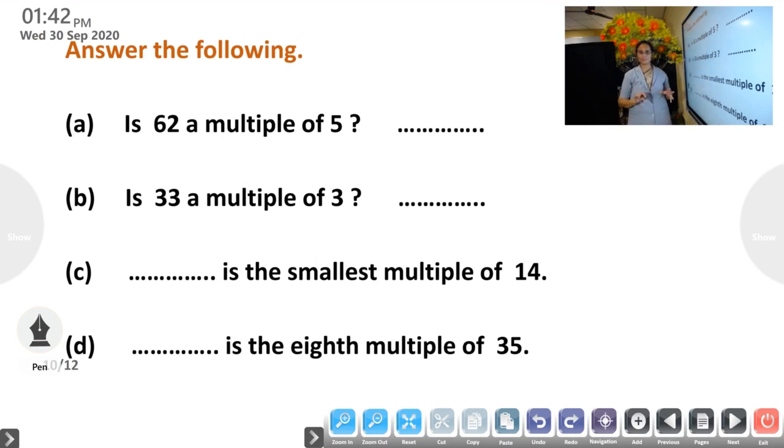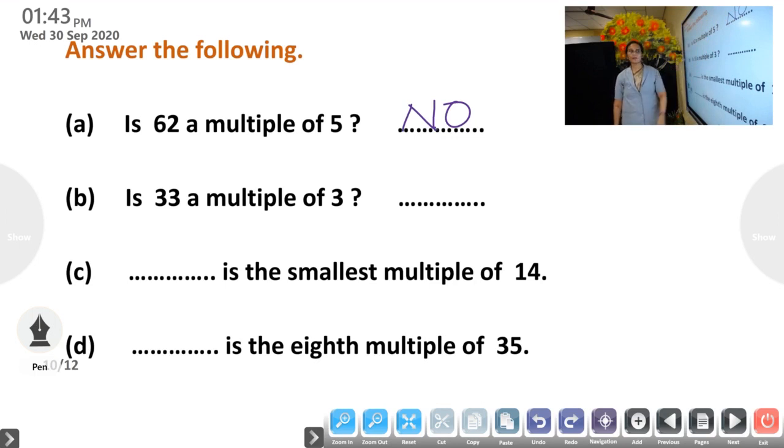You just take the multiplication table of 5. 10 into 5, 50. 11 into 5, 55. 12 into 5, 60. So 62 is not there in the multiplication table of 5. So is 62 a multiple of 5? Answer is no, because 62 is not there in the multiplication table of 5.